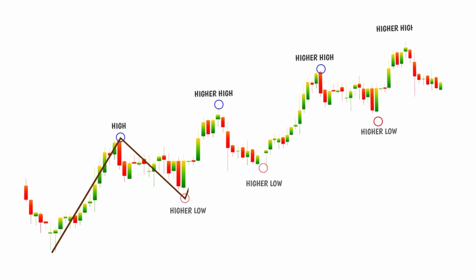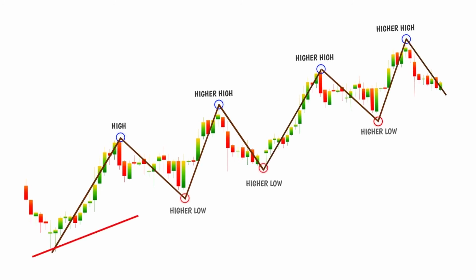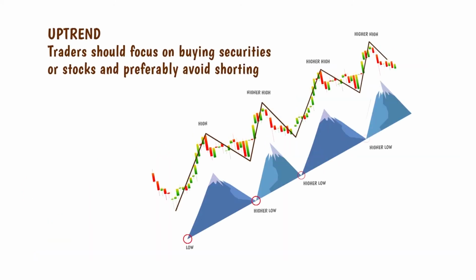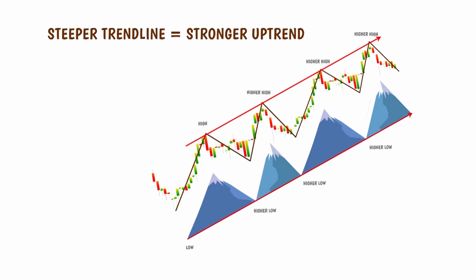Once the higher low is also created on the price chart, it actually confirms an uptrend. In an uptrend, the trader should focus on buying securities or stocks and preferably avoid shorting. You should know that the steeper the slope of the trend line, the stronger is the uptrend.